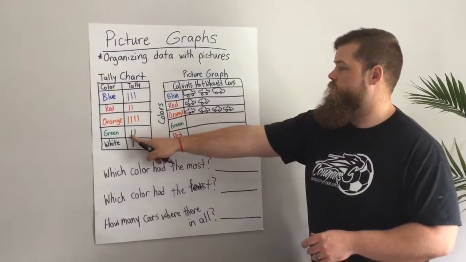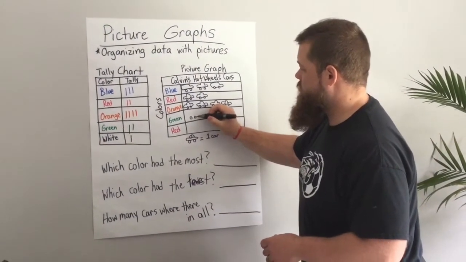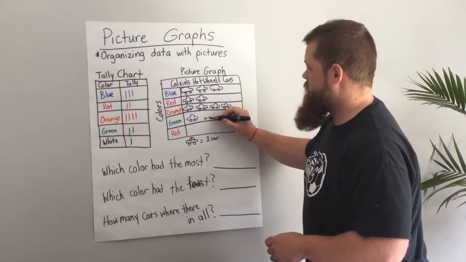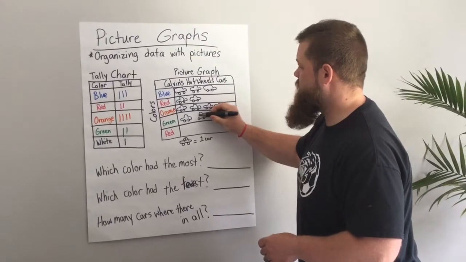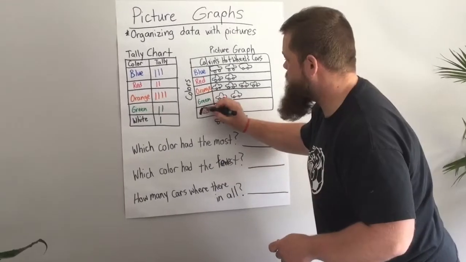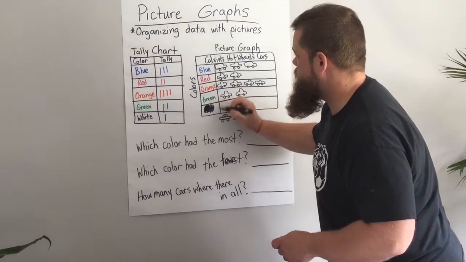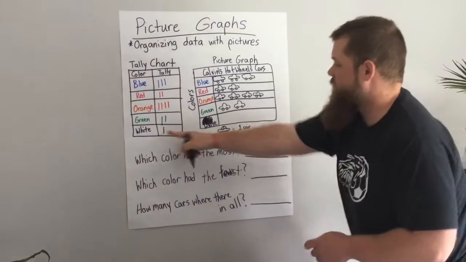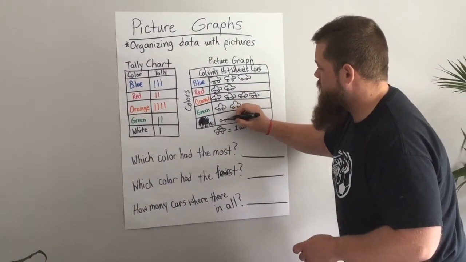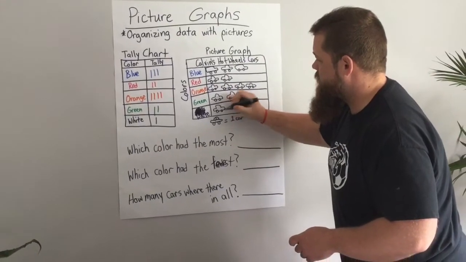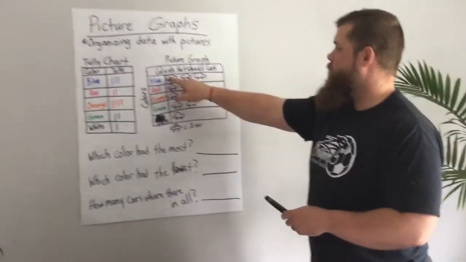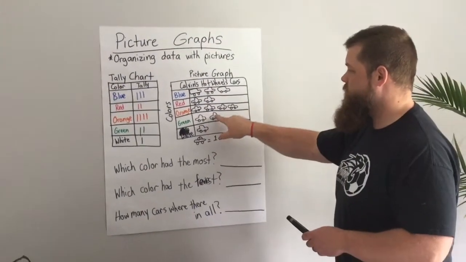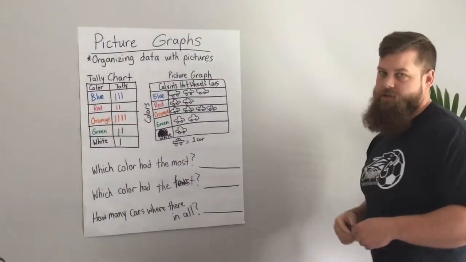I need 2 greens. Uh-oh, I goofed on my chart. I accidentally put 2 in a row, but I'll just mark that out and write white here, because I already did my reds. Mistake. So I have one white car. Okay, so now I have 1, 2, 3 blues, 1, 2 reds, 1, 2, 3, 4 orange, 1, 2 greens, and 1 white. And that's how I organize my data in a picture graph.